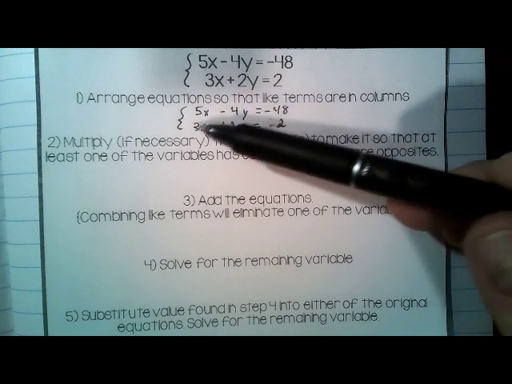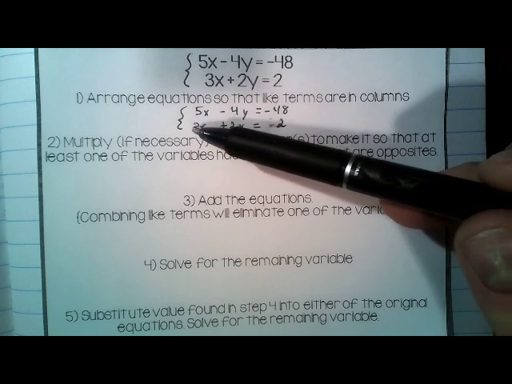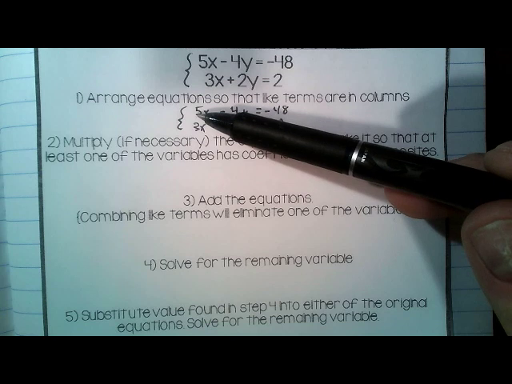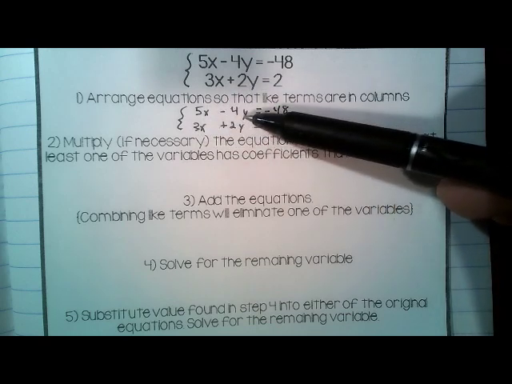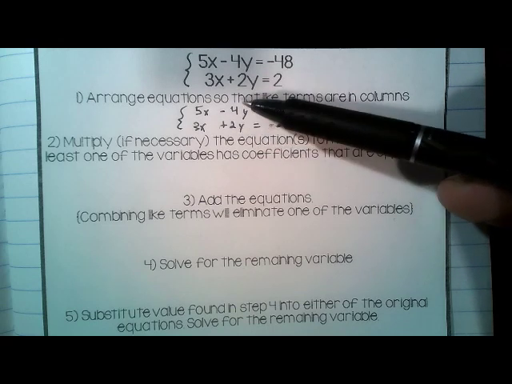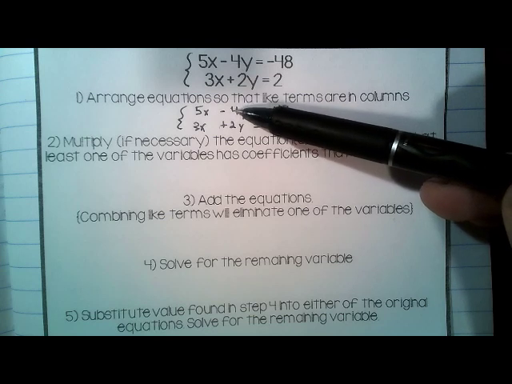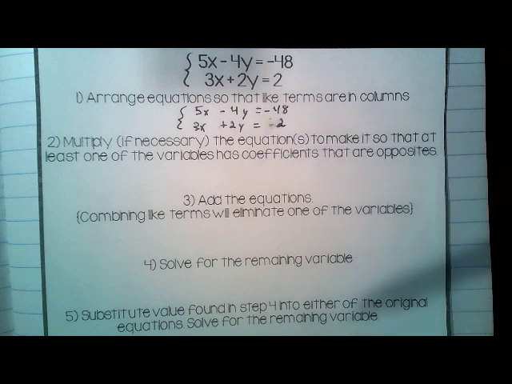5x and 3x. So how can I either change this 3 to a negative 5 or this 5 to a negative 3? It's going to be difficult because I have to multiply by a fraction, so x might not be the one that we want to work with. Let's work with this one. So I have negative 4y and I have positive 2y. I want to either make this a negative 2 or this a positive 4.